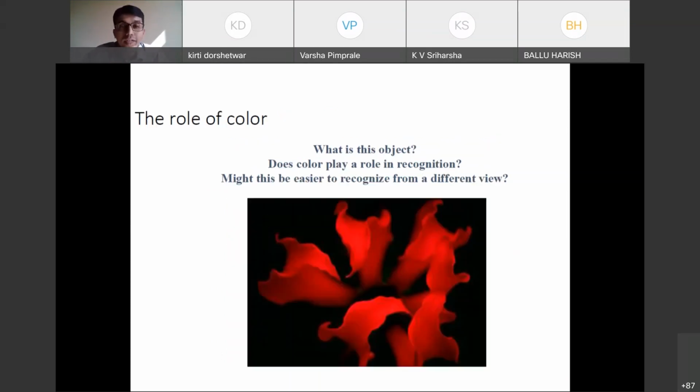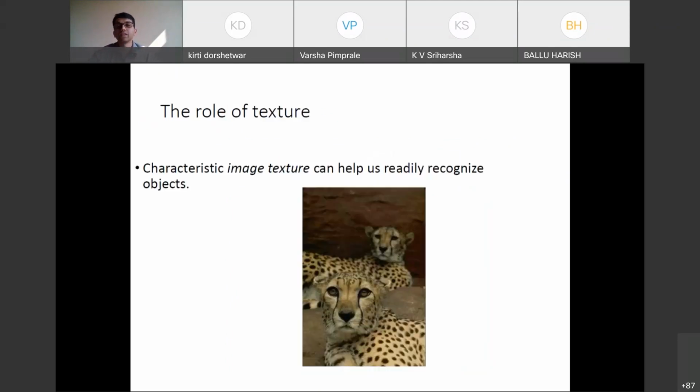So for that, the role of color is very important. What is this object? If I ask you, it might look like petals of some red colored rose. So color plays a significant role in recognition. Might this be easier to recognize from a different view? Yes, definitely. Similarly, image textures can be really helpful to readily recognize the object, because you know that panther, jaguar, leopard, cheetah all have specific patterns. All can be done just by analyzing the patterns or textures available in the image.